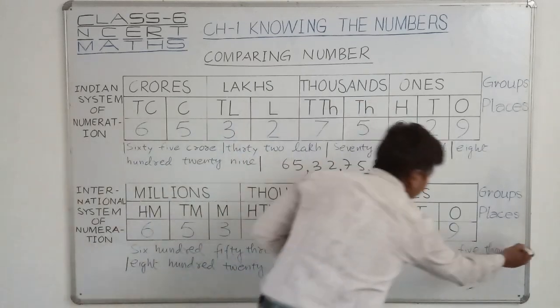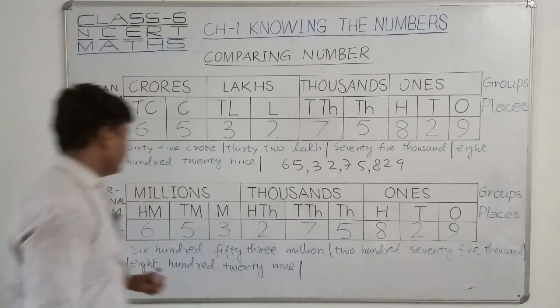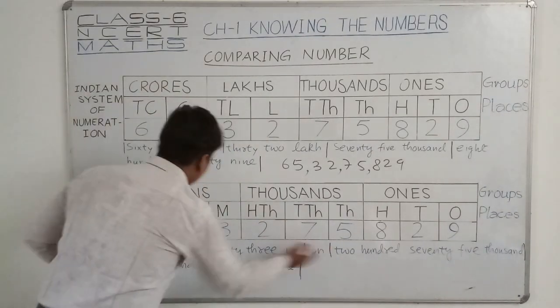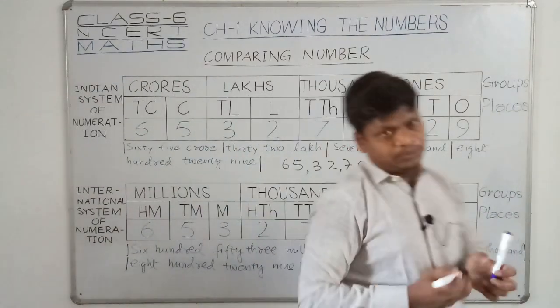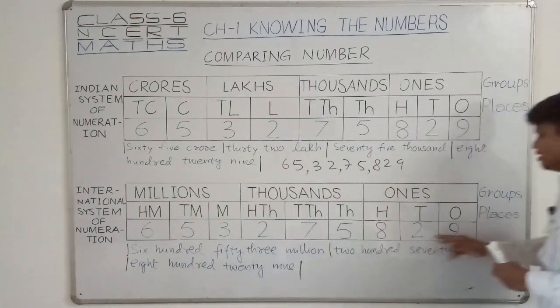275,000, this is our second group, right? And the third group will be 653 million, right? So as you can see, we have prepared the 3 groups. In this way, all the places are filled by the digits.